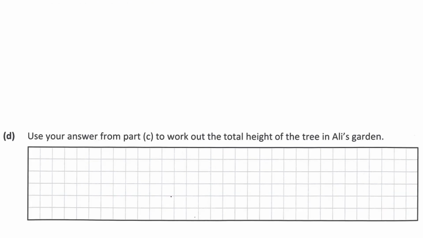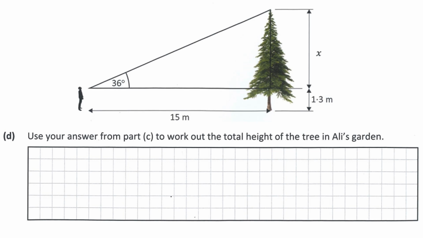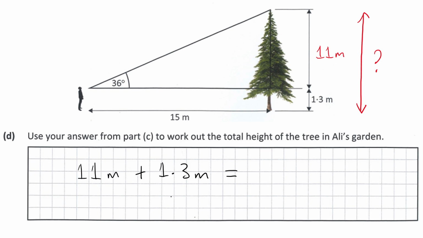So now the last part. One of you was wondering, how do you get the height of the tree? Let's look at our original diagram. We're after working out the value of x to be 11 metres. And I hope you can see now how you calculate the height of the tree there. The overall height, what is it? It's 11 metres plus 1.3, 12.3 metres.